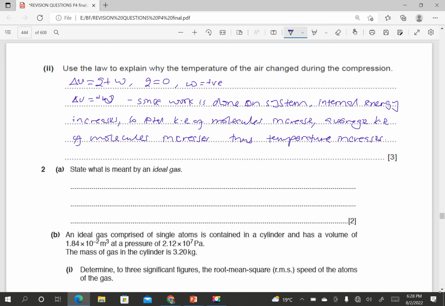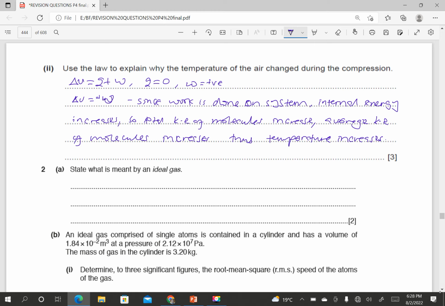First of all, Q is equal to 0 because there is no time for heat to enter or to leave the system. So Q is going to be equal to 0. And on the other hand, work is done on the system because of the compression.